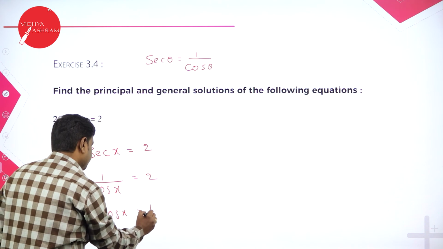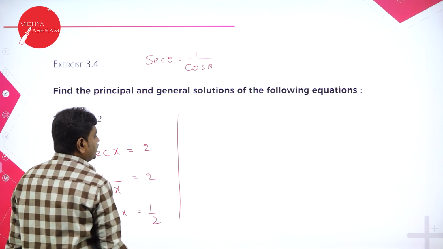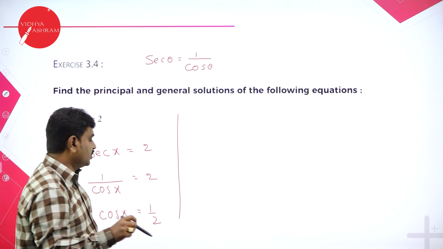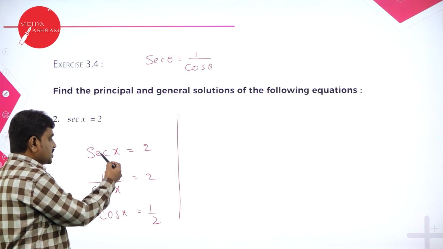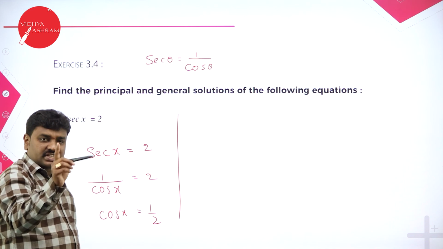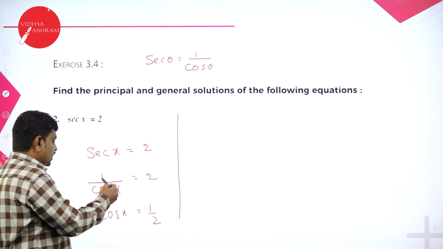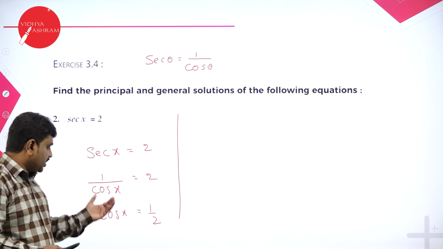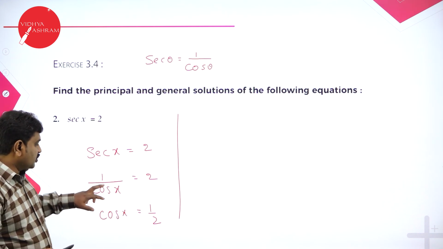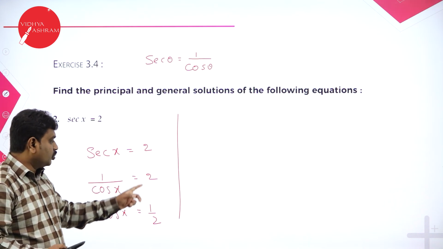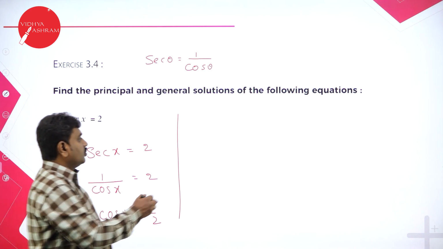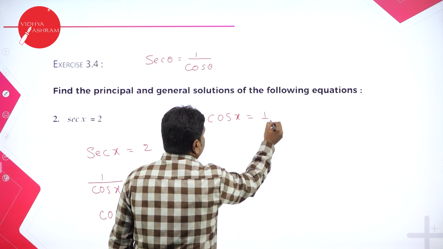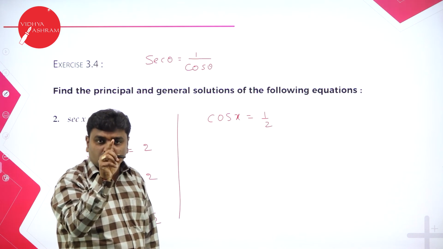1 by 2. See, we have three general solutions: one is for sin x, the other one is cos x, and then tan x. So secant is the reciprocal of cos. The right side, 2, I am writing as it is. Secant x I can write as 1 by cos x. Take reciprocal on both sides. Cos x goes to the numerator, and 2 becomes 1 by 2. Now it is in the form cos x is equal to a constant.